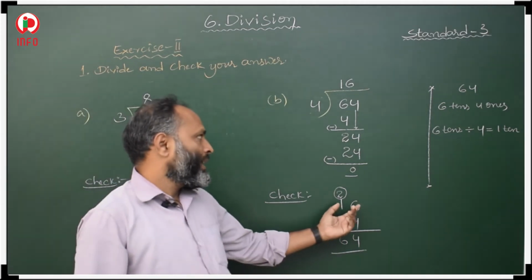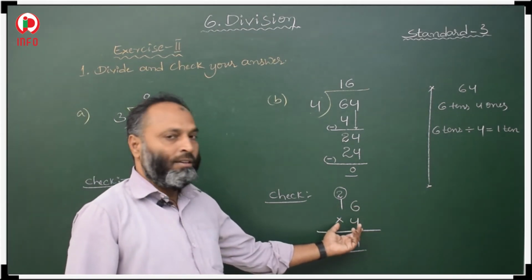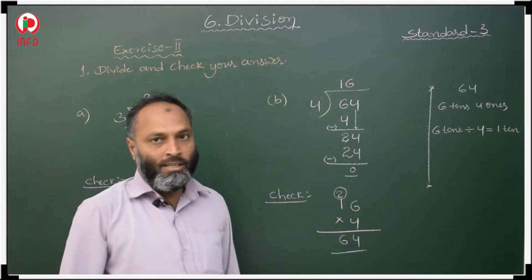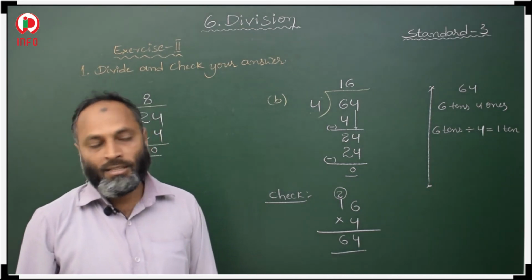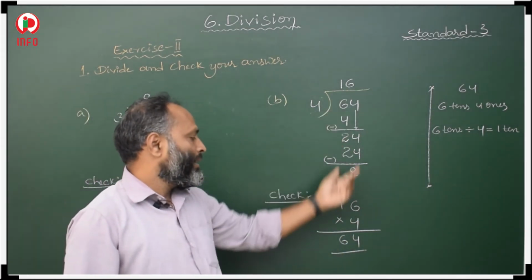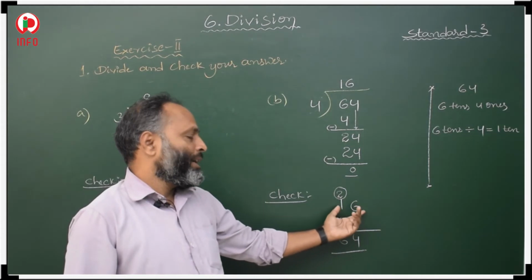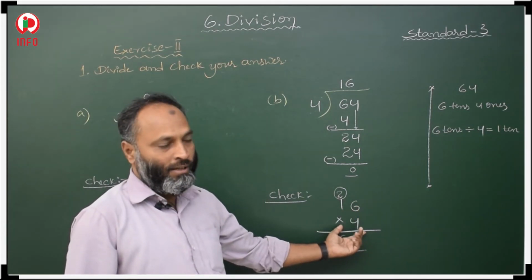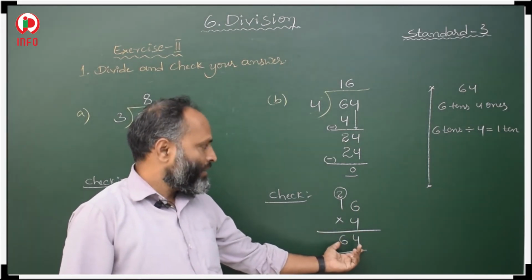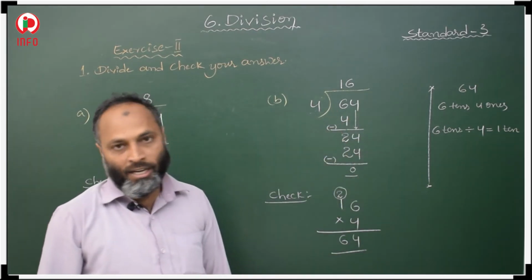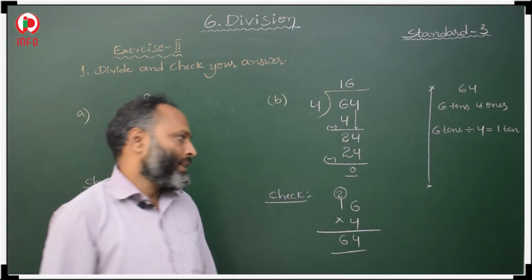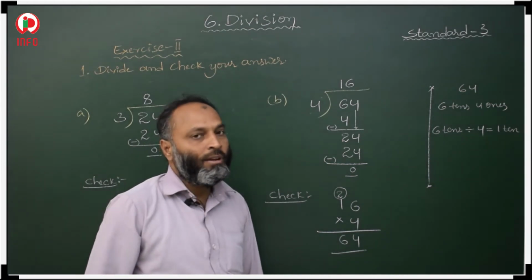If we multiply the quotient with the divisor, we should get the dividend. Then only our answer is correct. So here we multiply 16 with 4, the quotient with the divisor. Then 64 is our dividend. We are getting the dividend, so our answer is correct. So in this way we have to divide.